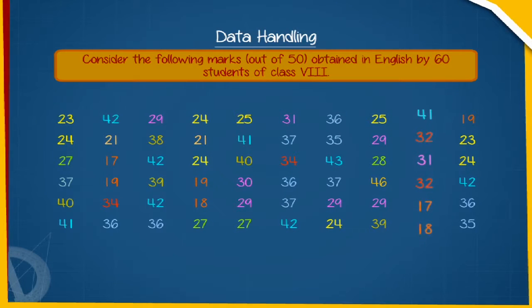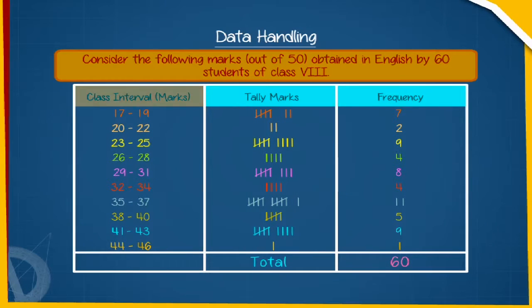If we make a frequency distribution table for each observation, then the frequency table would be too long. So, for our convenience, we arrange these observations in groups as class interval, marks, tally marks, frequency, total. In the table, we have arranged the given 60 observations in 10 groups, 17 to 19, 20 to 22, and so on, 44 to 46. Each of these groups is called a class interval, or briefly a class.